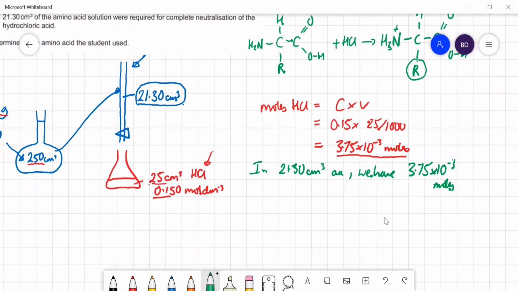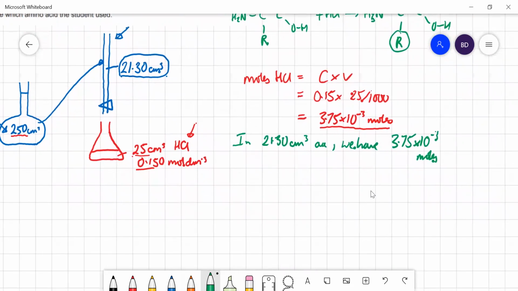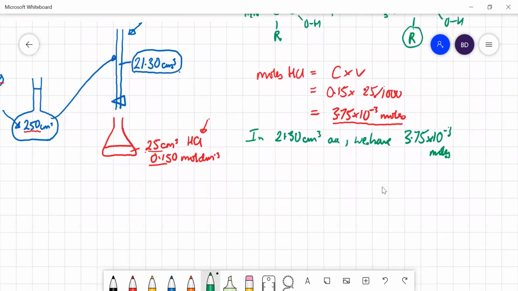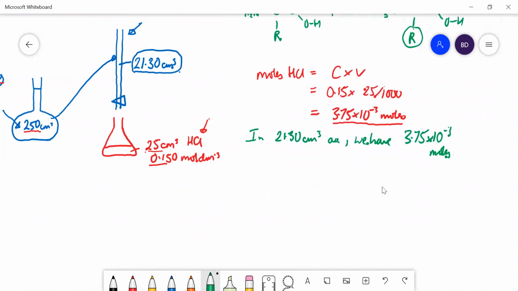Right, so what we're going to do now is work out the concentration of our amino acid solution. So the concentration of the amino acid is equal to moles over volume. What we're aiming for is to work out the number of moles we've got in that 25 cm³. We know the mass of that. So we know the moles of the amino acid. We know the mass. We can work out the Mr of the amino acid. We know the Mr, we can identify it.